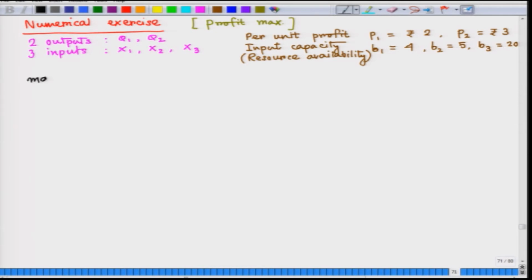So, the firm wishes to maximize profit, which is given by 2 Q1 plus 3 Q2, and it maximizes profit with respect to the decision variables Q1 and Q2 of course. After writing the linear objective function, which is a profit equation, let us now write down the technical constraints and non-negativity constraints. For that, first of all we have to look at the technology matrix.